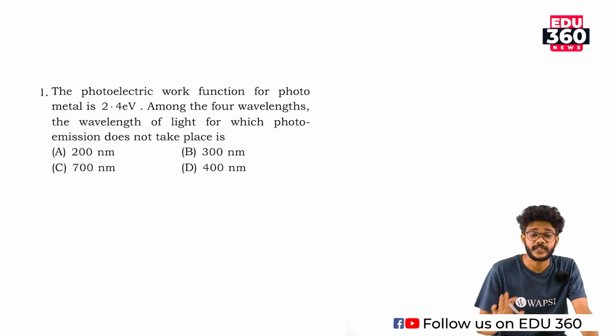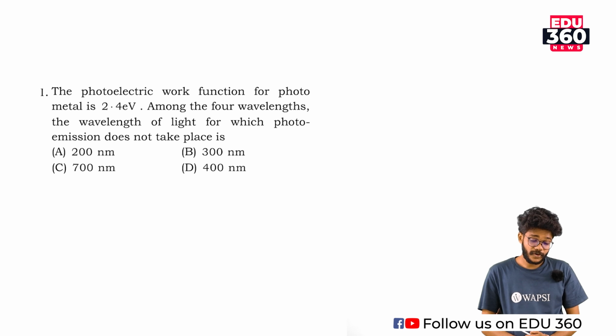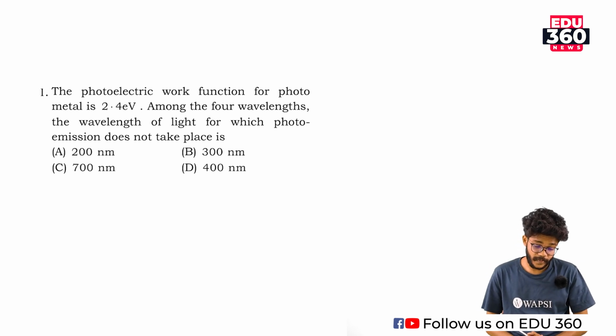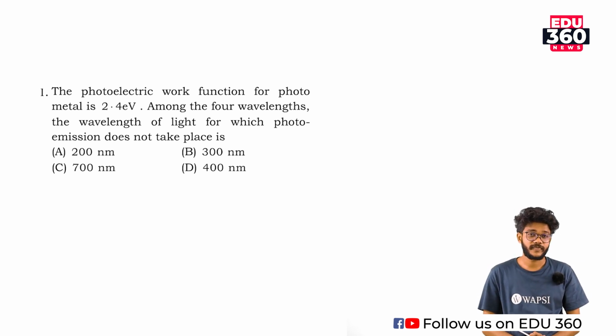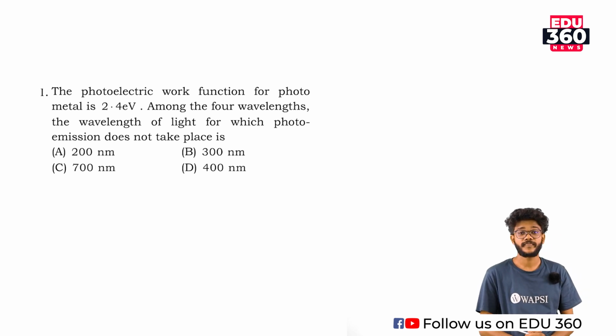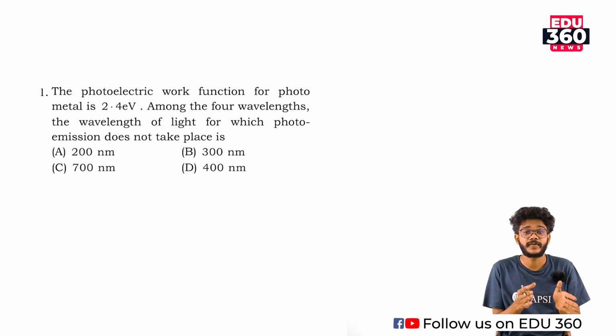Okay, so the first question is, the photoelectric work function for a photometal is 2.4 electron volt. Among the four wavelengths, which is the wavelength of light for which photoemission does not take place? Okay, so what is the main working of this phenomenon?